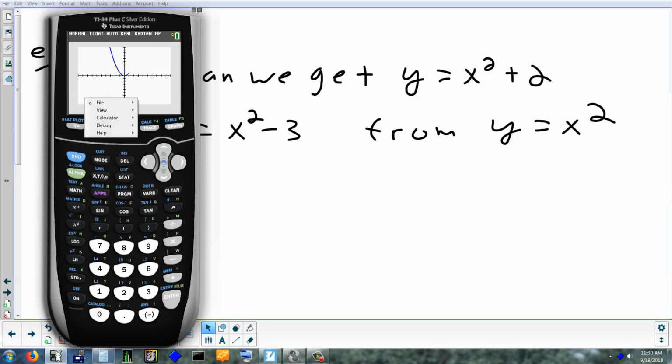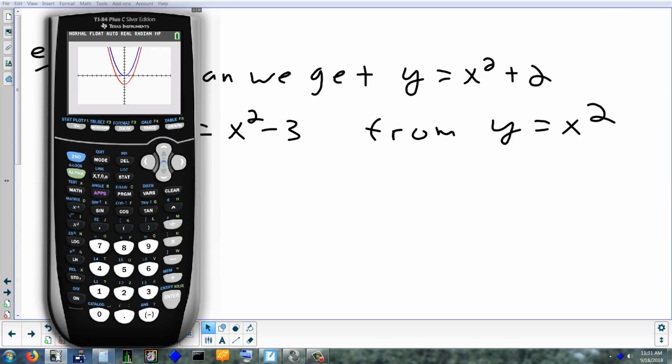Okay, so there's the original. And there's the new one. So it did move up. It shifted everything up 2. So if plus 2 shifts up, minus 3 is going to shift down. So if I did minus 3, we can look at it. And it's not super interesting, but you can see it. There's the original. And now the vertex and every other point has been shifted down 3.